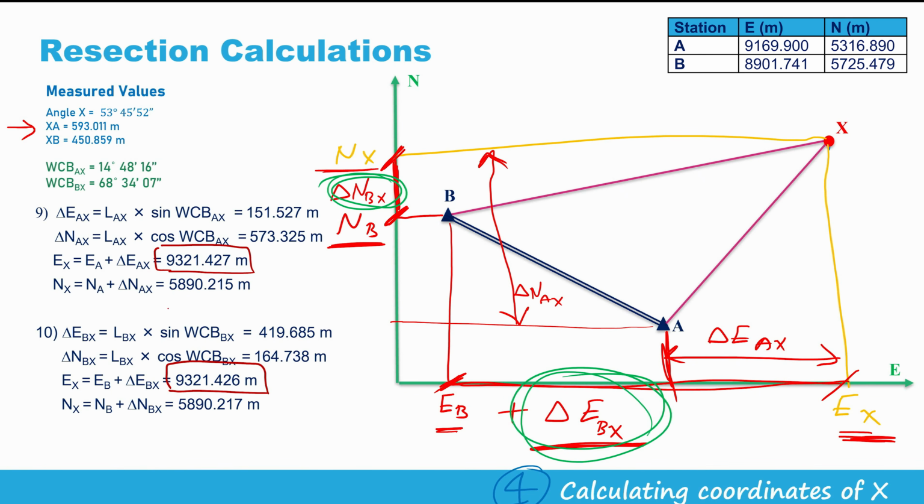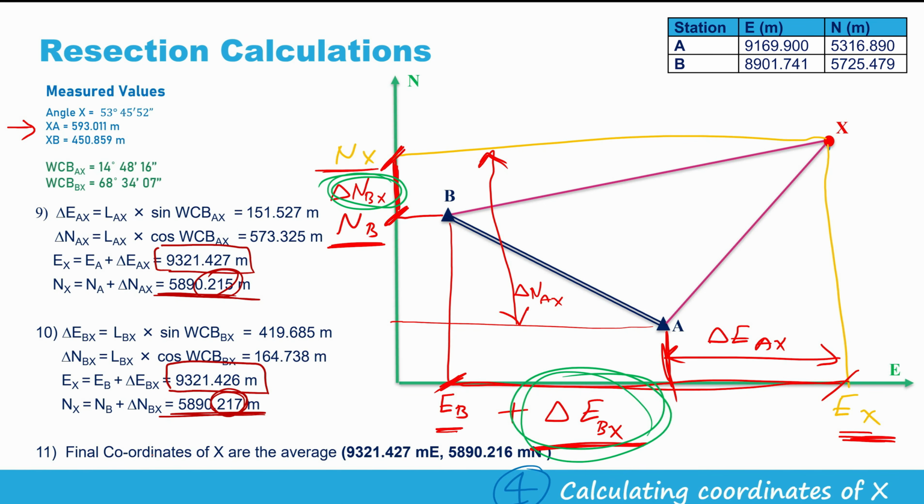And if you look at the northing of X from A and northing of X from B, the difference between them is 2 millimeters. Here we have 217, here we have 215, so the difference is 2 millimeters. So again, here we have to take the average. So the final coordinates of X are the average values, the numerical values, of the easting and northing from station A and station B.